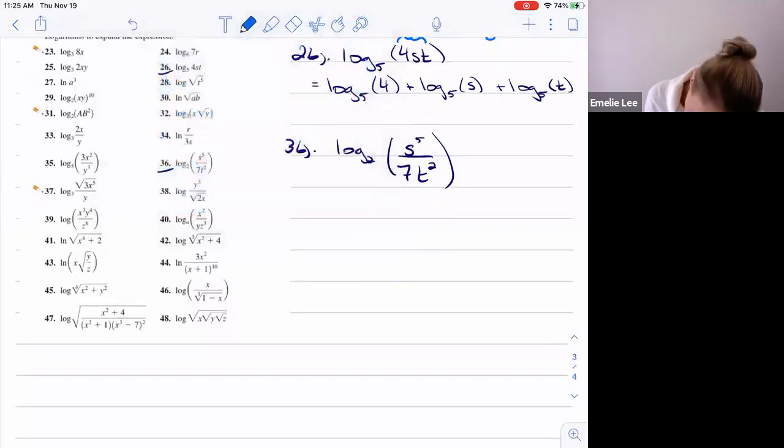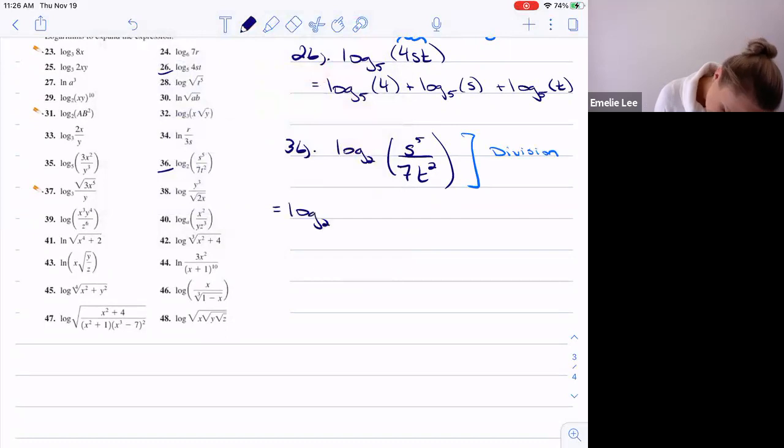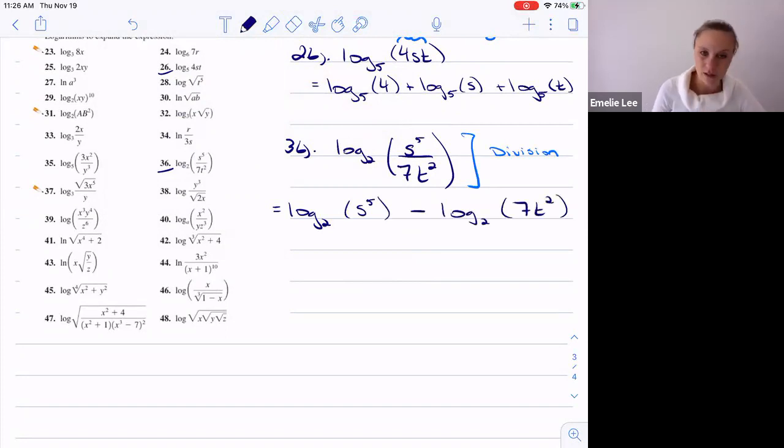So I'm going to start with the division. I'm going to break it up and say that this is the same as the log base 2 of s to the 5 minus the log base 2 of 7t squared.